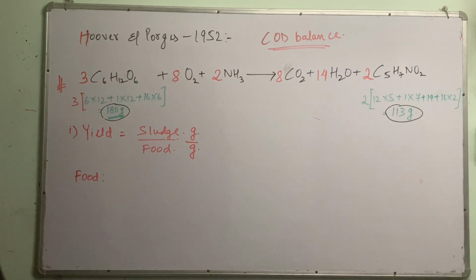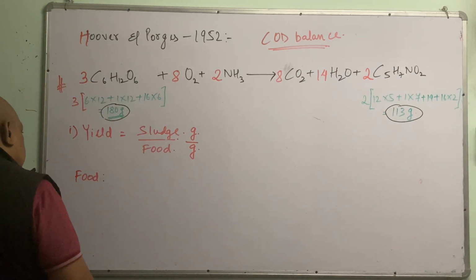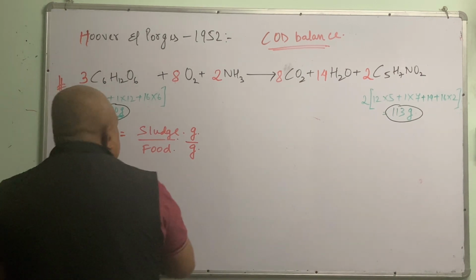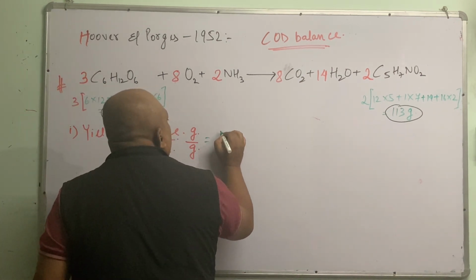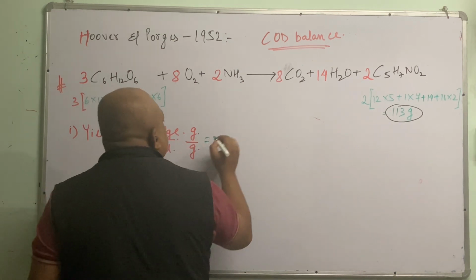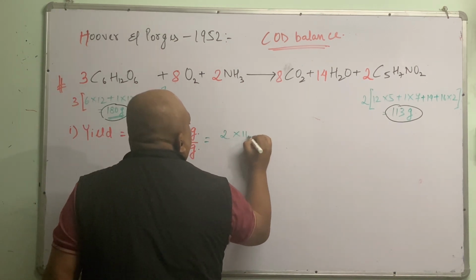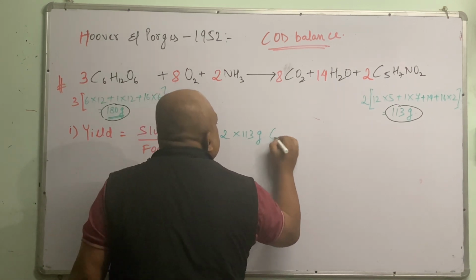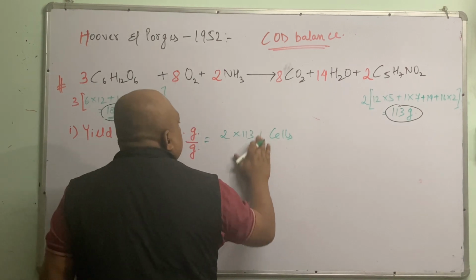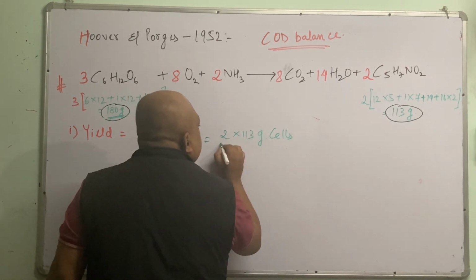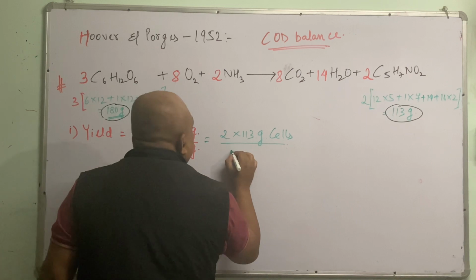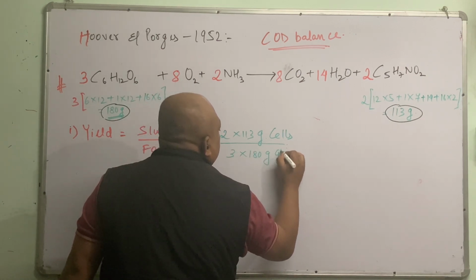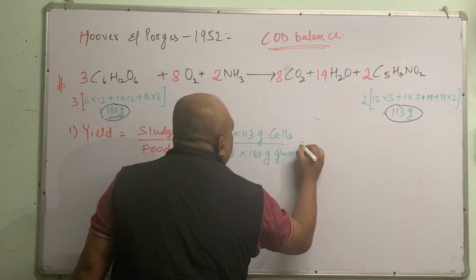Is that clear? Do you agree with me? So therefore, from this equation, I can say that the sludge produced is 2 into 113 grams of cells, produced by 3 into 180 grams of glucose.